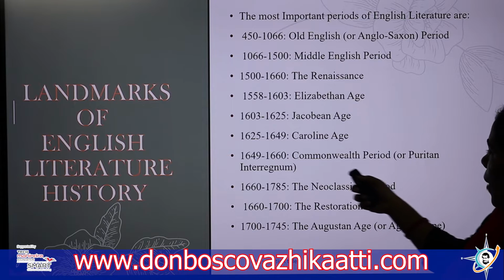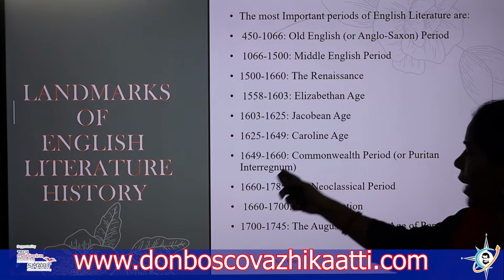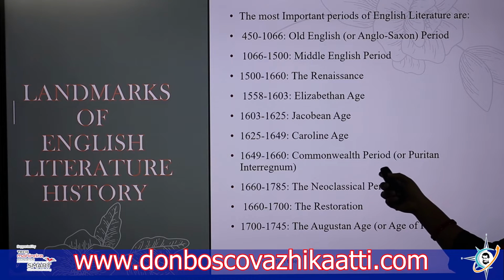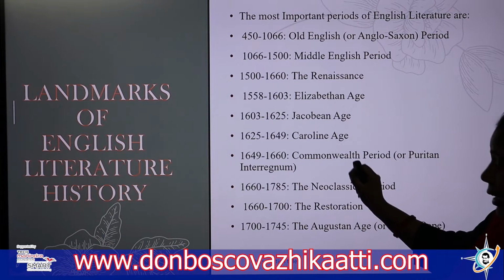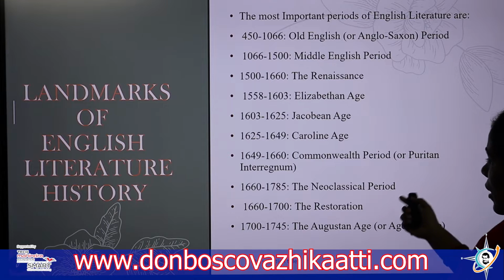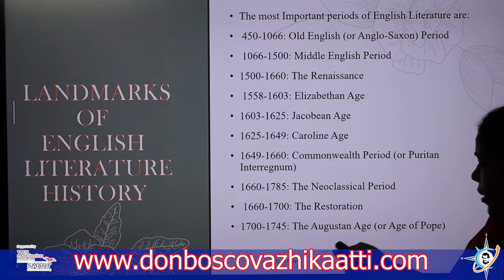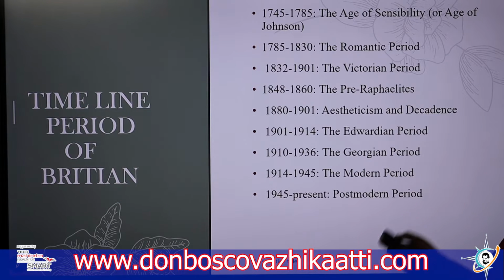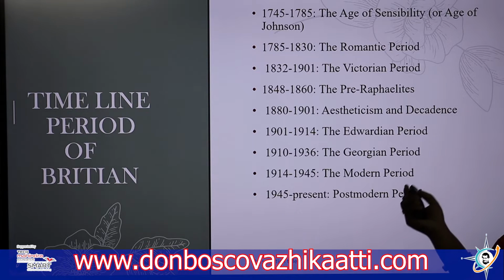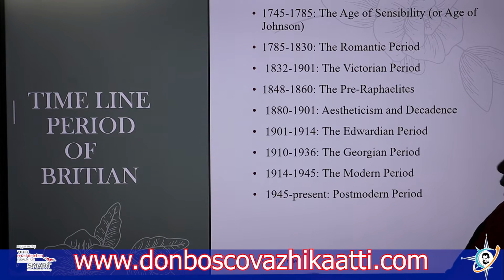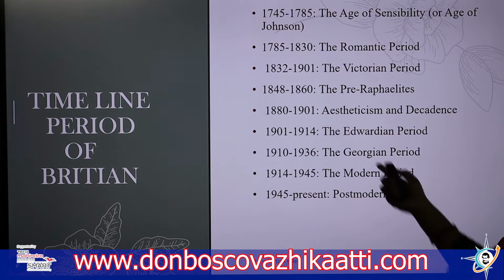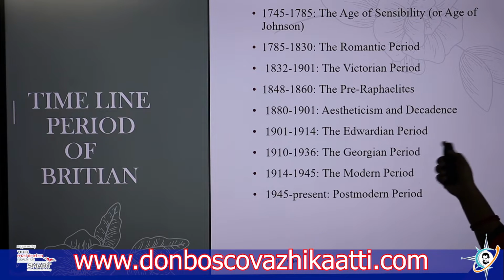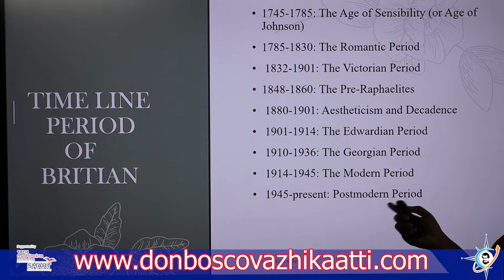Next one is the Commonwealth period or Puritan interim. Commonwealth, in the sense, marked the most tragic event in the history of England. And then the Neoclassical period, the Restoration period, the Augustan age, and the age of sensibility, the Romantic period, Victorian. As I repeated on the timeline, I have given the years specifically. Please make a note of it. The pre-Raphaelites, aestheticism and decadence, the Edwardian period, the Georgian period, the modern period and the postmodern period.